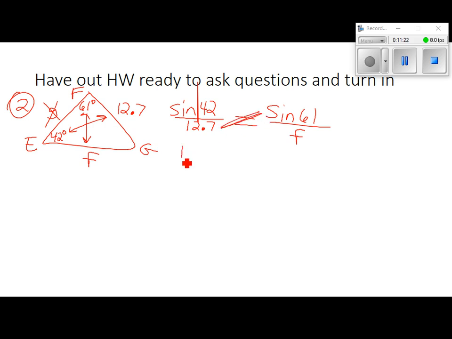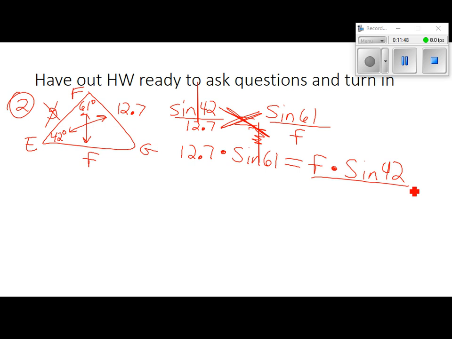We cross multiply this way, you get 12.7 times the sine of 61, equals, what do you get when you cross multiply the other way? f times the sine of 42. Which side is the variable on this time? On the right-hand side, we're multiplying f by the sine of 42, so what are we going to divide both sides by? Sine of 42. These two over here cancel out, and you're left with just f on that side, that's what we're looking for. Do the top, hit equals, then divide that answer by sine of 42. What do you come up with? 16.6. Anybody else get that?